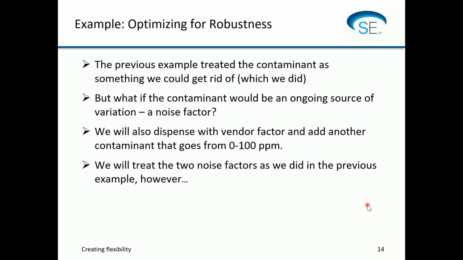So now I have two contaminants. One goes from 0 to 500 parts per million, the new one from 0 to 100 parts per million. And we're going to say that those two, we can't control them. They're just going to be noise factors. They're going to occur in the field, and we just have to figure out how to make our process robust against those two noise factors. So we're going to treat these noise factors as we did in the previous example.